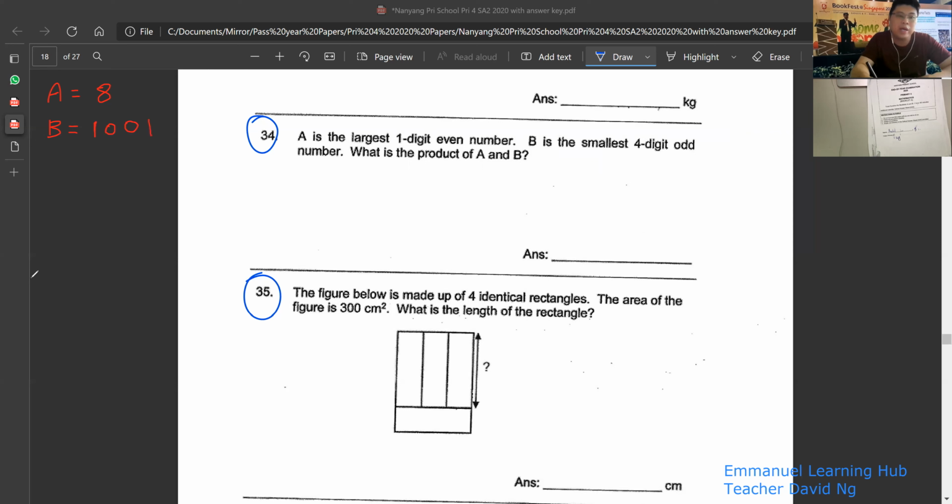1001. Yes. This is the smallest 4-digit odd number. So what's the product of A and B? You understand what a product is, right? Yeah. So how do you answer this question?